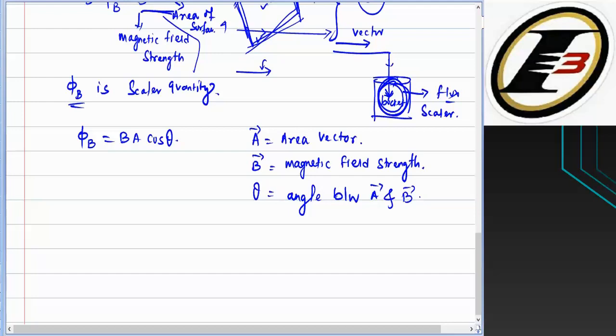Suppose this is a surface. You know, the area vector is always perpendicular to the surface. Area vector is always perpendicular to the surface.